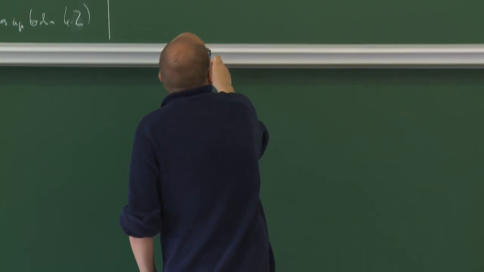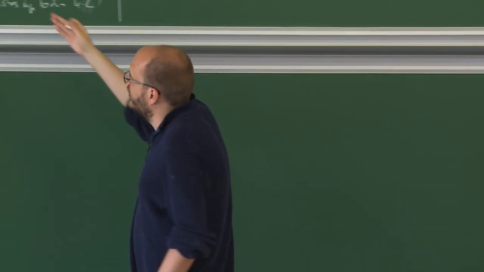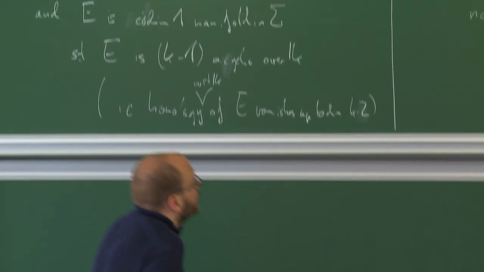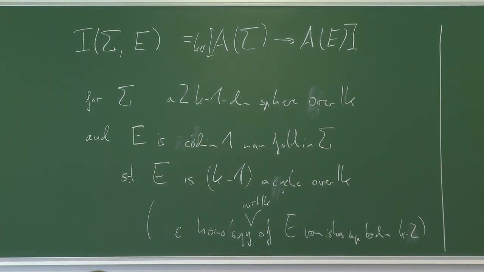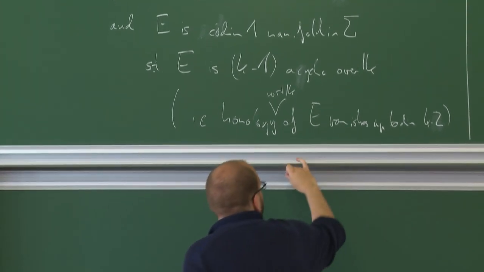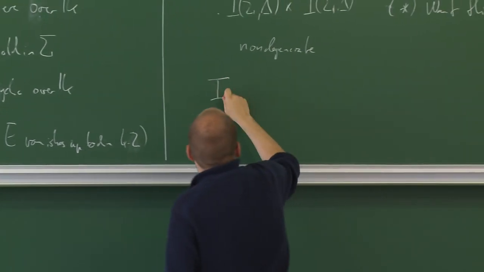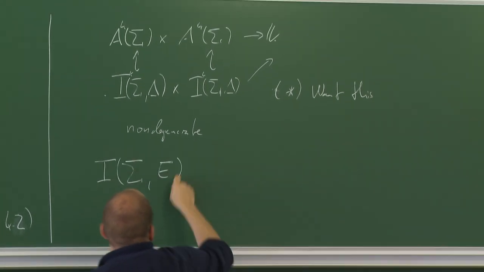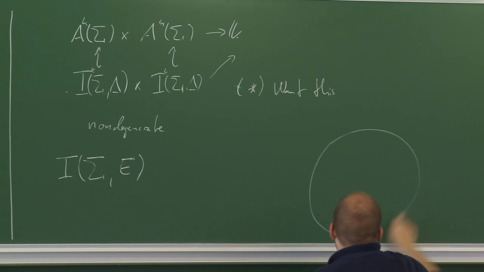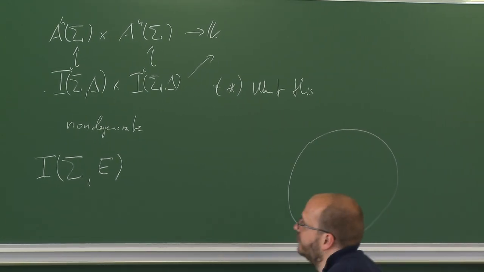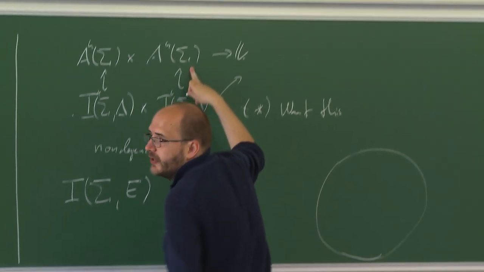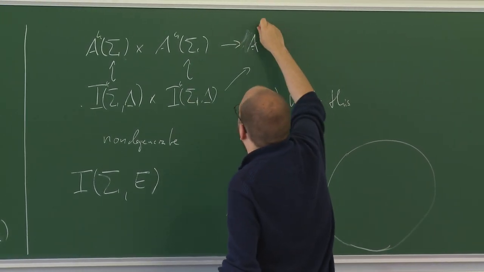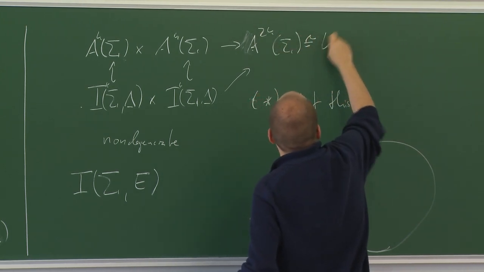Okay, and now let me first discuss the criterion to show that this pairing doesn't degenerate. Once again, we can look at I sigma E. But now let us observe again that Maxime's remark becomes a little important. This is the middle Poincaré pairing, to A 2k of sigma, which is just K.